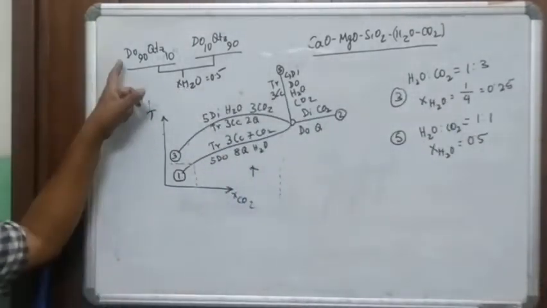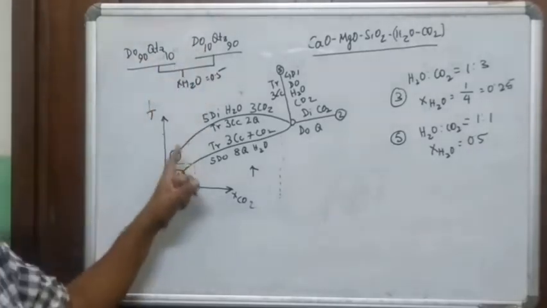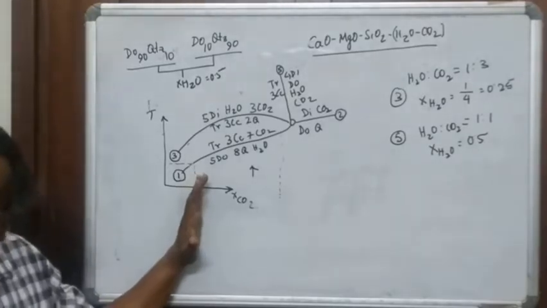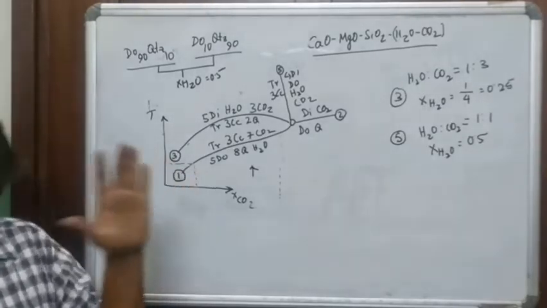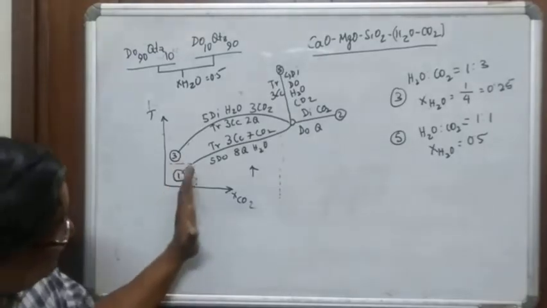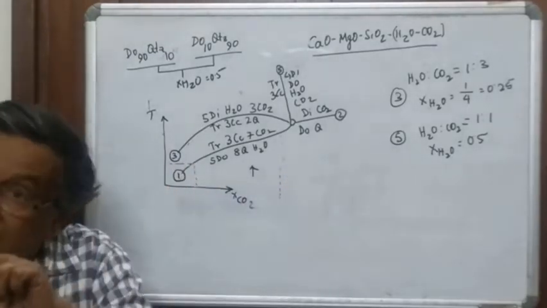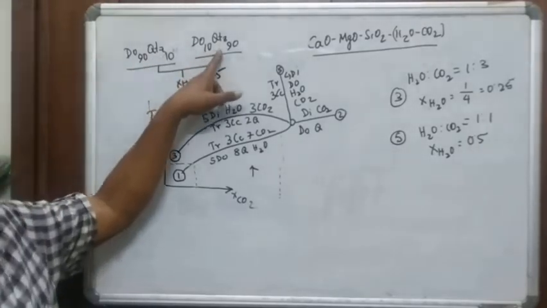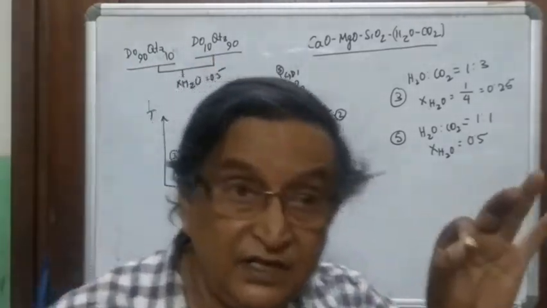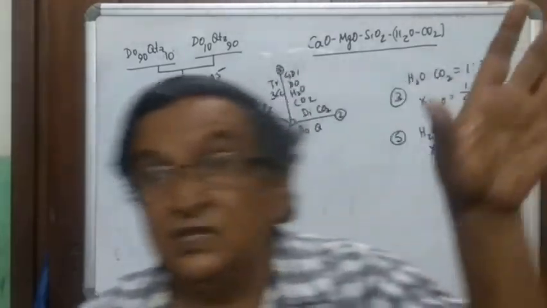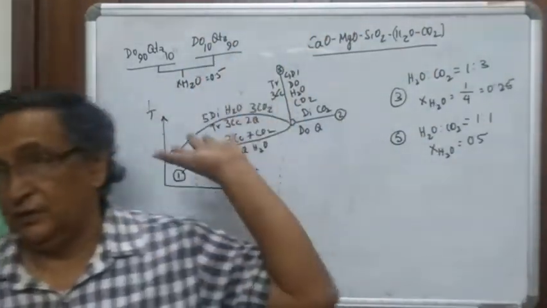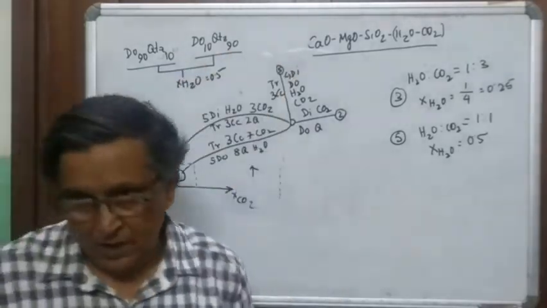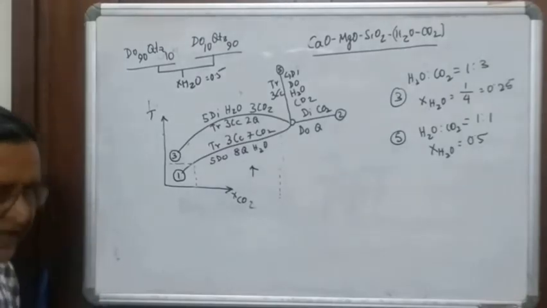So although dolomite and quartz are present in the rock, if they have the same CO2 value, they will start decomposing at the same temperature. But if they have different CO2 values, either the same rock or another rock, they will break down at different temperatures. This is very, very crucial. What is crucial? Once again, I repeat.